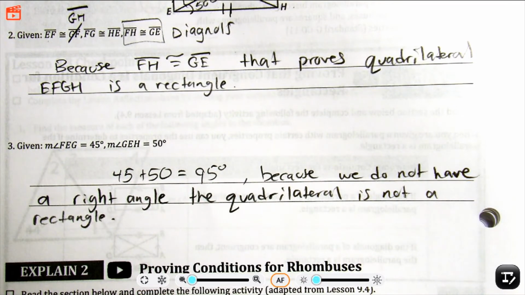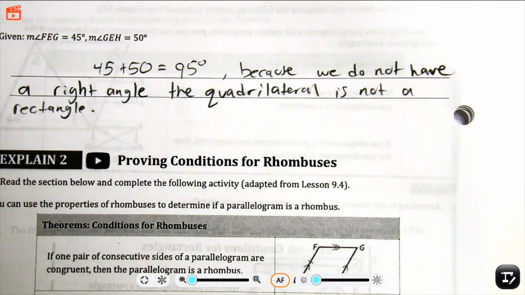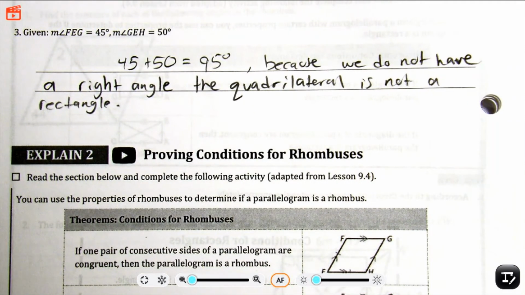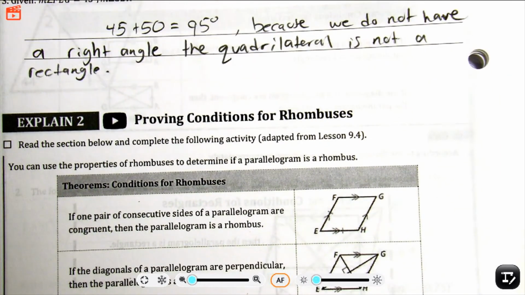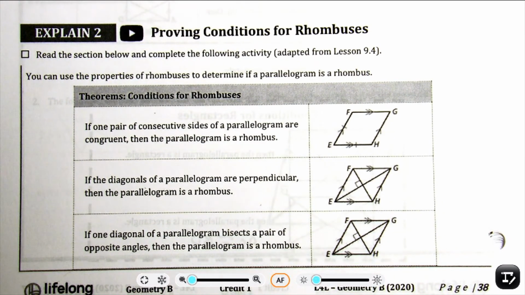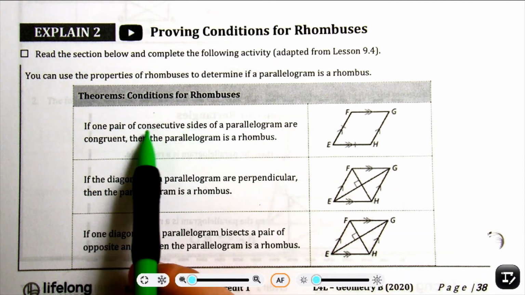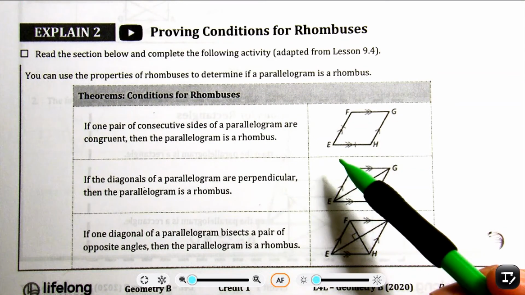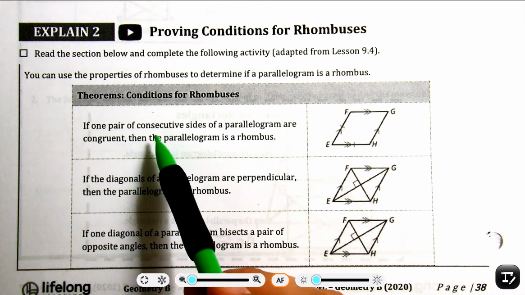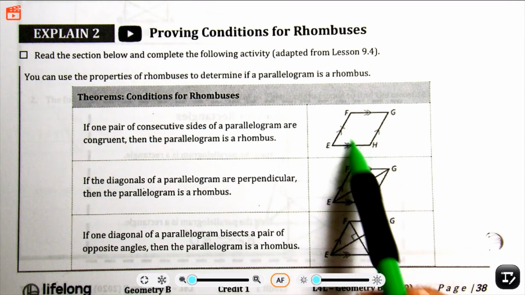Next, we're going to go into rhombuses. So the properties of rhombuses, and then we're going to look at 3 conditions. Let's start with the first one. If one pair of consecutive sides of a parallelogram are congruent, then the parallelogram is a rhombus. Let's talk about what a consecutive side is. Consecutive sides are sides that are next to each other. So what this first theorem is telling us is if 2 consecutive sides are congruent, then this entire piece is a rhombus.